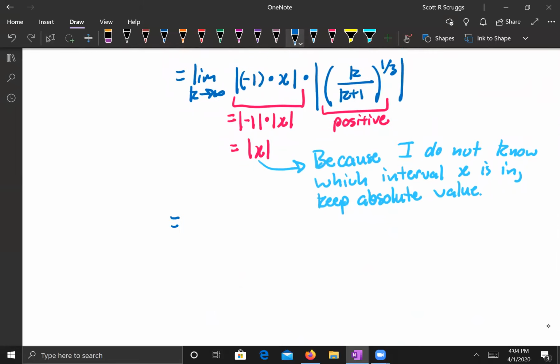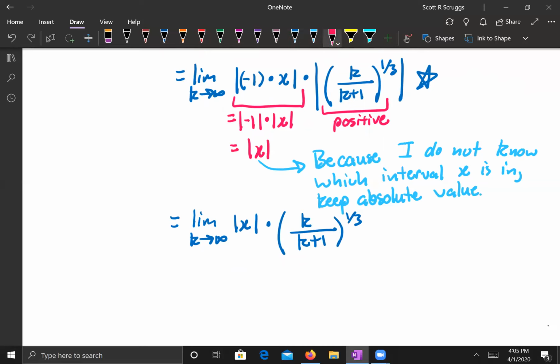So with that in mind, I can now rewrite the expression in star as the limit as k goes to infinity of the absolute value of x times k over k plus 1 to the 1/3 power. And now here comes my next note. I'm taking this limit with respect to k. Do I see any k with that absolute value of x?